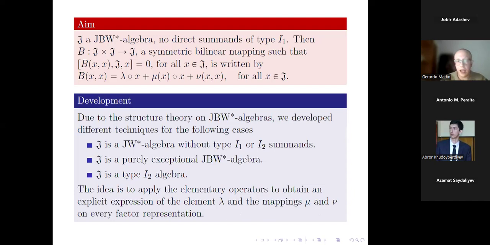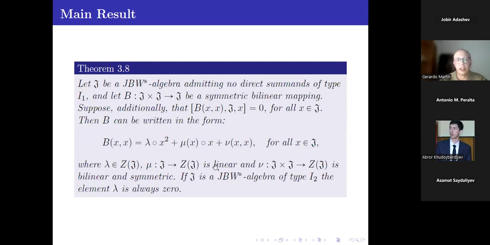algebra. And in sum, we obtain the next result that says the following: when we consider a GBW-star algebra without direct summands of type I1, and B is a symmetric bilinear mapping that satisfies this property, that x and the trace of B operator commute for every element x of J, then B can be written in the following form, where, as I said before, lambda is a central element of J, mu is a linear mapping from J to the center of the algebra, and nu is a bilinear and symmetric mapping from the algebra to the center of the algebra.